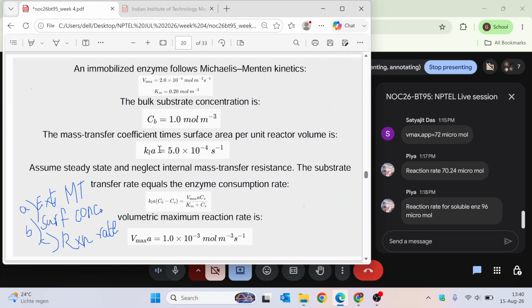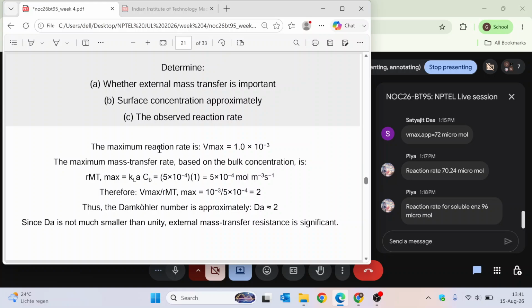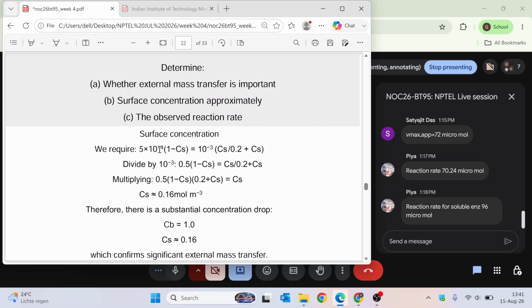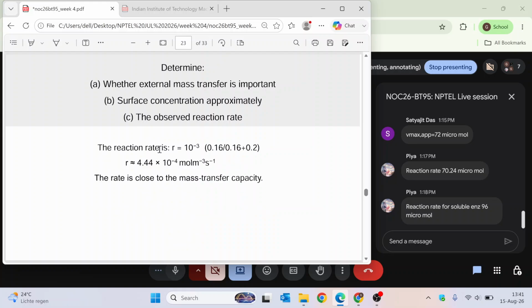KLA into CB minus CS is equal to Vmax A CS by Km plus CS. You take that equation and solve it to find CS. Substitute all other values and solve. So when you compare, you find that there is external mass transfer. The first question was about external mass transfer, right? So you can just compare and check here.